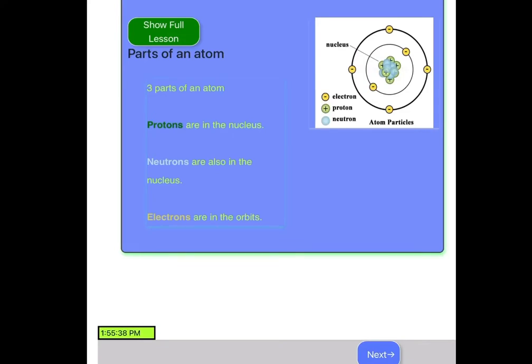And then next we have neutrons. Neutrons are also in the nucleus, that's the middle. And next we have electrons. Electrons are in the orbits. So the orbits are kind of the rings of the atom. It's the yellow circle in the diagram. And when you're ready to move on, you can press the next button in the bottom right corner.